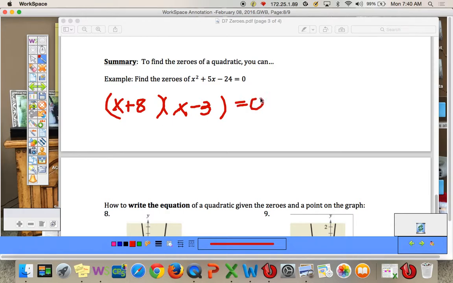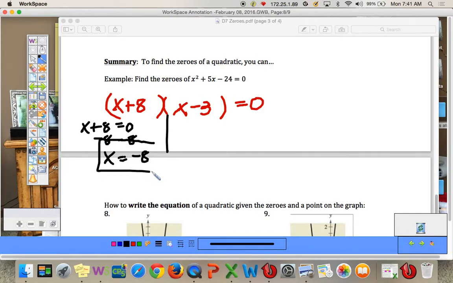And we want to know what makes this equal 0. Well, using zero product property, if each one of these factors is 0, the whole thing is 0. So if x plus 8 equals 0, the whole thing is 0. Let's solve. One of our zeros is negative 8. What makes x minus 3 equal 0? Because if this is 0, 0 times anything is 0, and this whole thing is 0.